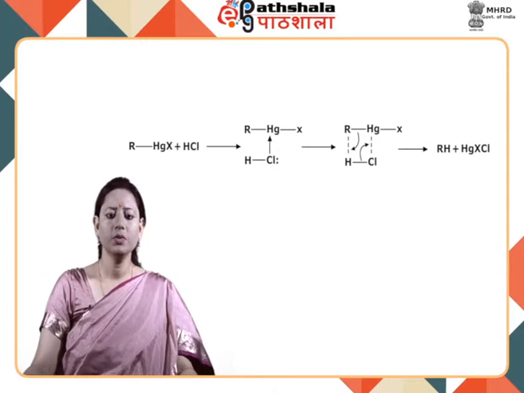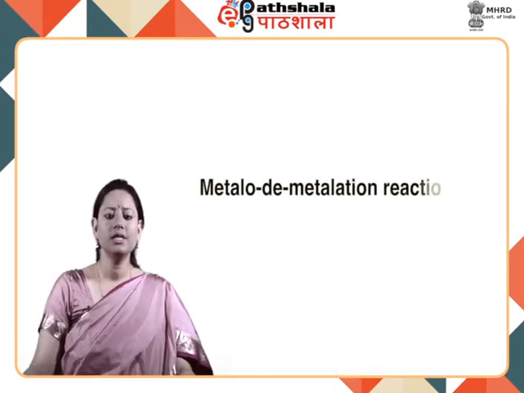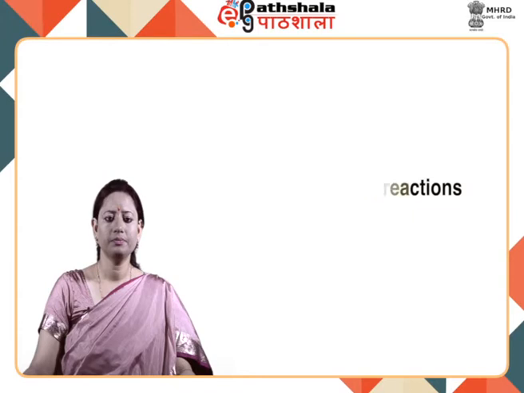RHgX reacts with HCl through a four-member transition state to give RH. The nucleophilic coordination of chlorine with mercury was proposed to occur in the pre-kinetic stage, followed by electrophilic attack of hydrogen on the carbon atom through a cyclic transition state to complete the reaction. Now, another example is the metallo-demethylation reactions.